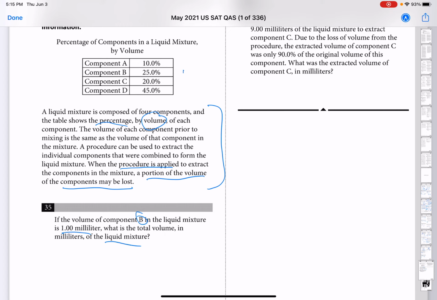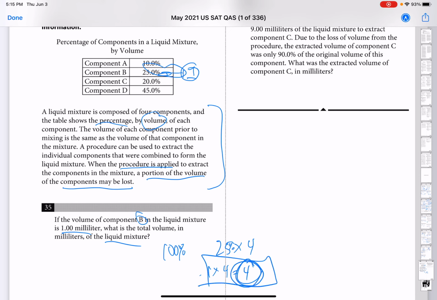Okay, so this is 1, and 1 represents 25%. So 100% is just going to be 25% times 4. So you take 1 times 4, which is equal to 4, because it's going to be 1 millimeter for 25%. So just 1 times 4, and that'll give you the 100%. So for number 35, the answer should be 4.